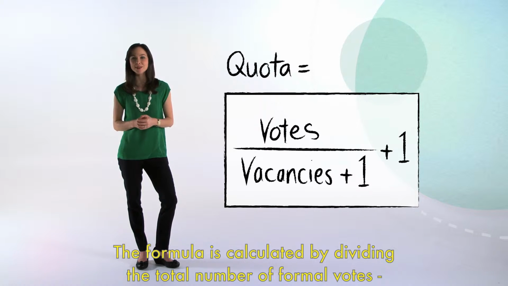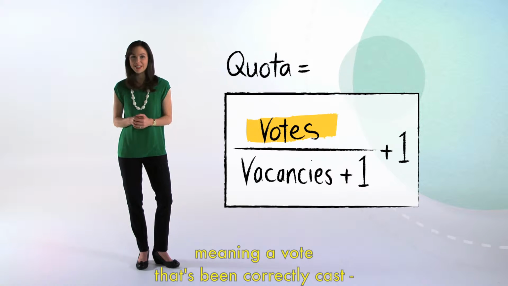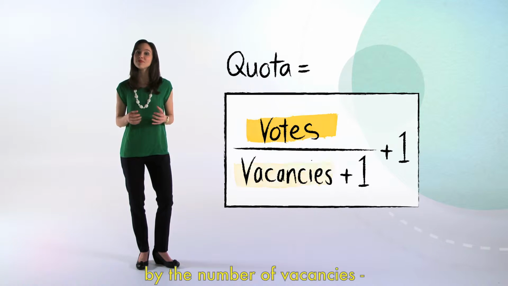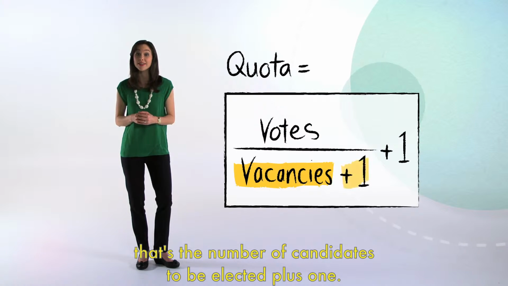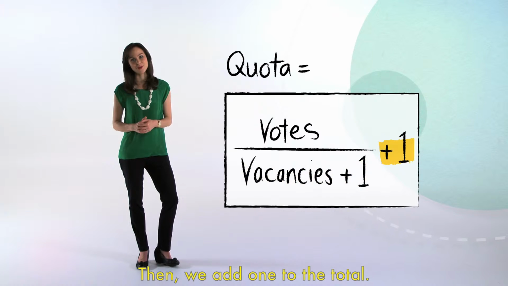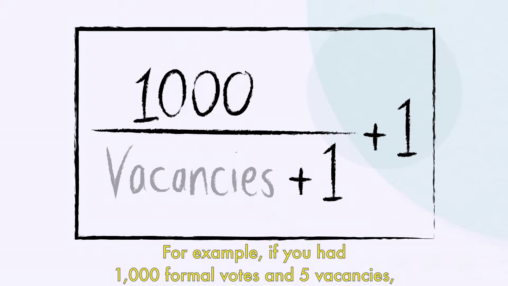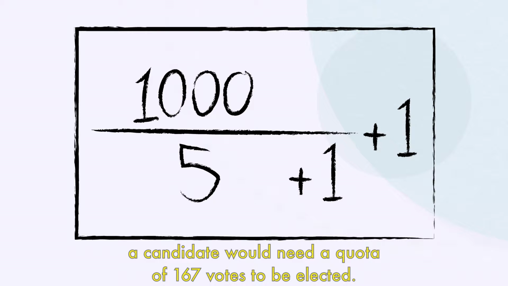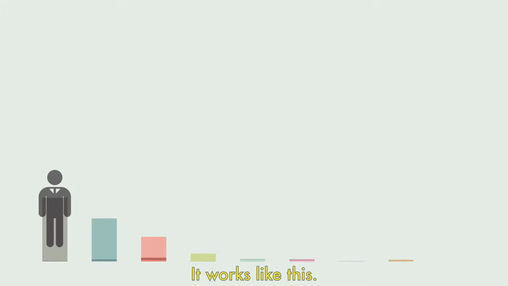The formula is calculated by dividing the total number of formal votes, meaning a vote that's been correctly cast, by the number of vacancies. That's the number of candidates to be elected, plus 1. Then we add 1 to the total. For example, if you had 1,000 formal votes and 5 vacancies, a candidate would need a quota of 167 votes to be elected. It works like this.